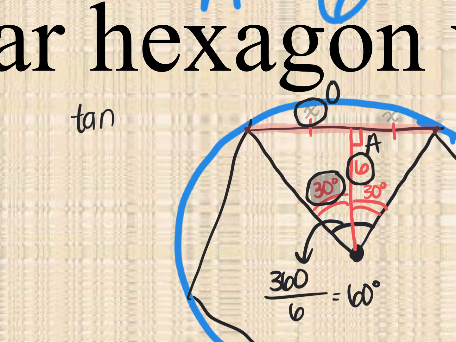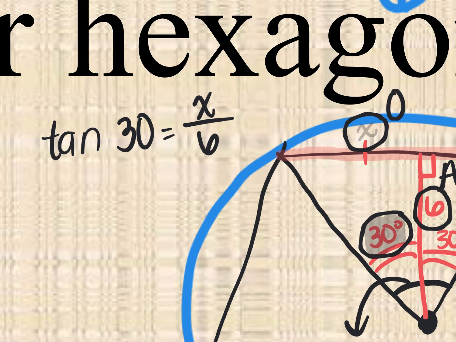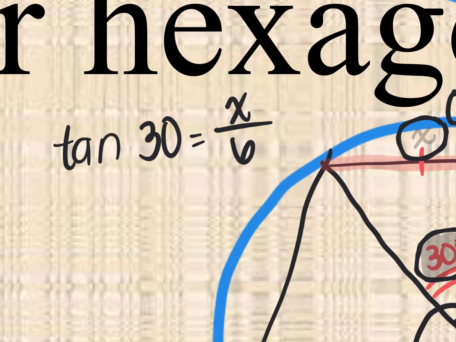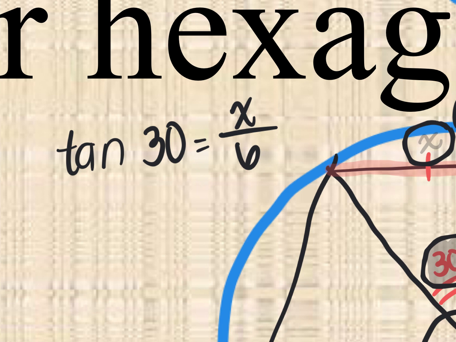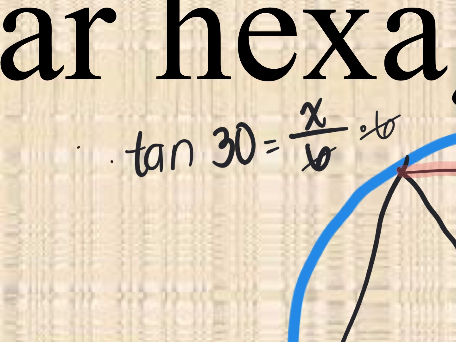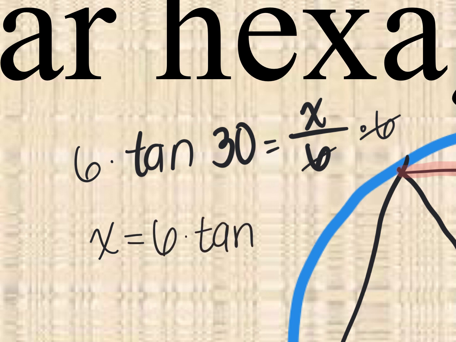What was the measure of our angle? 30 degrees equals, which one goes on top? Opposite or adjacent? Opposite. What's my opposite side? X over 6. Now, you have to solve for what? X. How do I solve for x here, guys? Daniel? Good. Multiply by 6 on both sides. So don't plug it into your calculator yet. We're going to get x equals 6 times the tangent of 30.